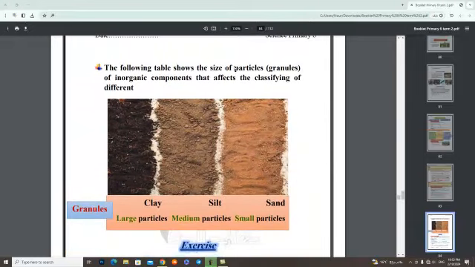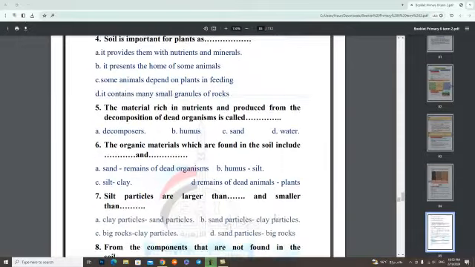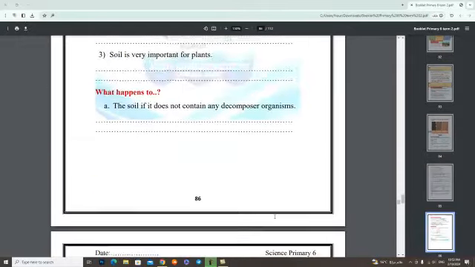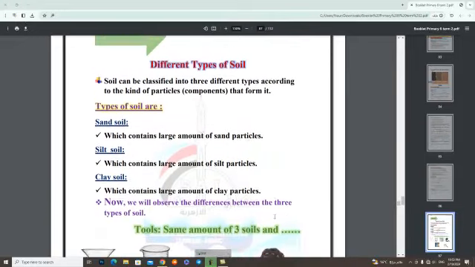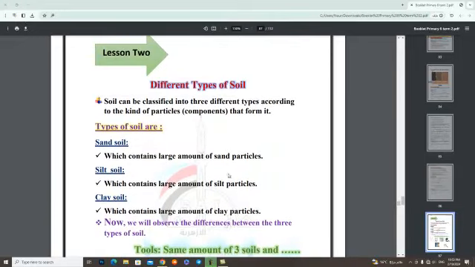The following table shows the size of particles of inorganic components that affect the classifying of different granules. Number one, clay. Number two, silt. Number three, sand. Clay has large particles, silt has medium particles, sand has small particles. So we have finished lesson number 1 in concept 2. We'll start with lesson number 2, sorry.